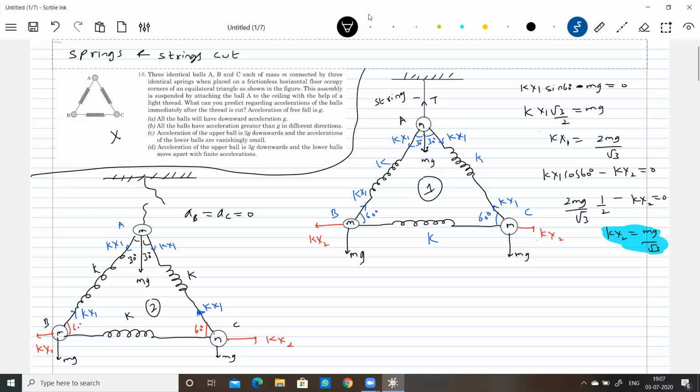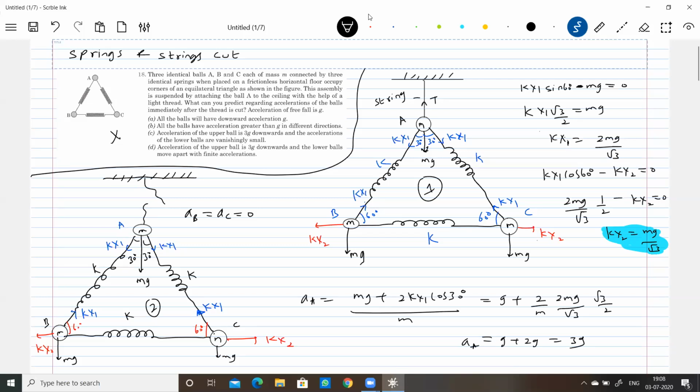Now come for diagram 2. What should be the acceleration of block A now? Acceleration of B and C will be equal to 0. What about the acceleration of A? Acceleration of A should be equal to (mg plus 2kx1 cos 30) by m. That is g plus 2kx1 cos 30 by m. Kx1 is 2mg by root 3, and cos 30 is root 3 by 2. So this will become g plus 2g, that is 3g.